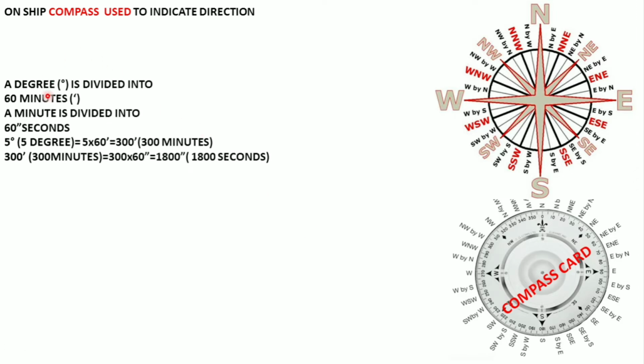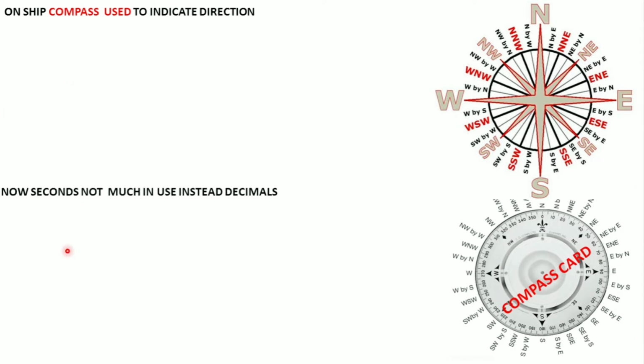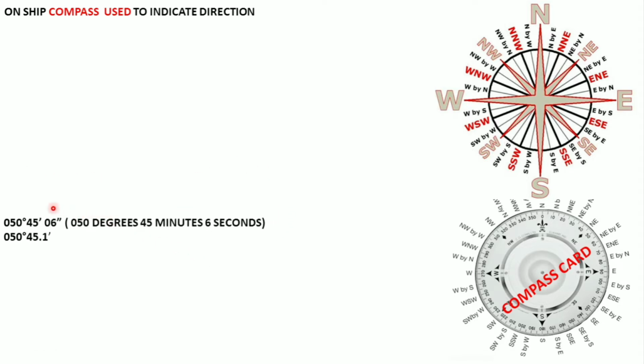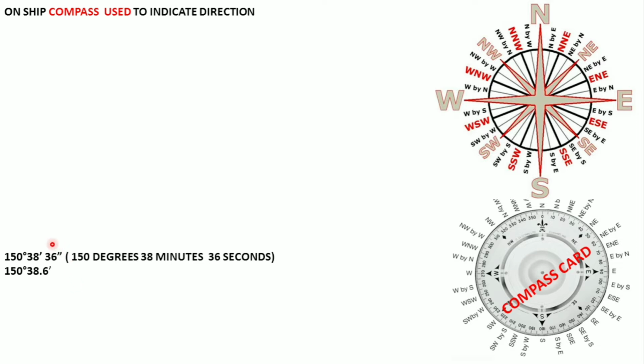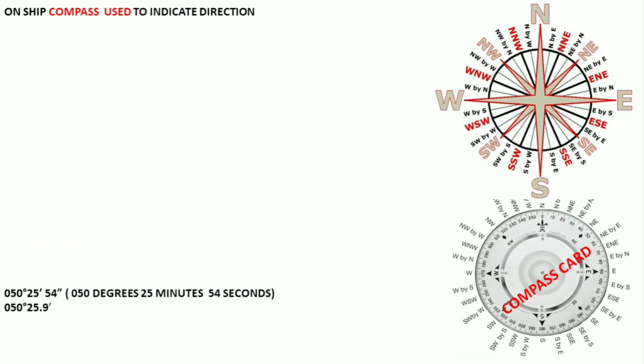And we know about converting degrees into minutes and seconds. Now we do not talk much about seconds, it's all in decimals. So you can always divide your seconds by 6 and you get your decimal here. Divide 36 by 6, you get 0.6. 54 by 6, 9, and so on.